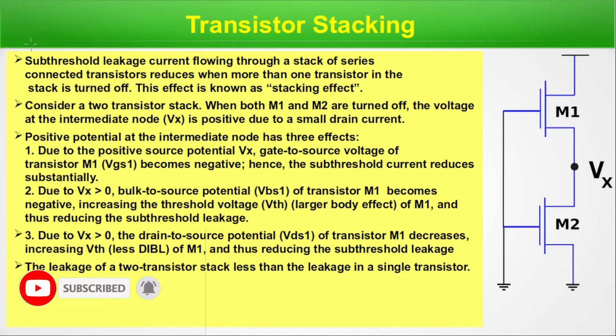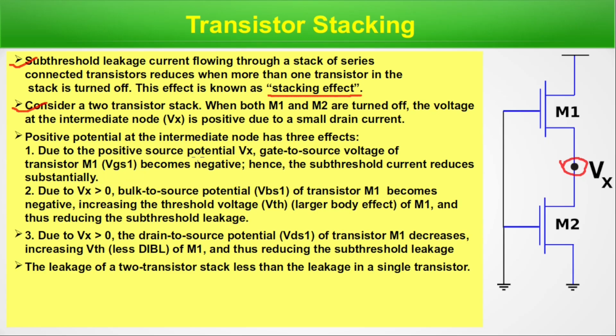Now transistor stacking, another way of optimizing power. Subthreshold leakage current flowing through a stack of series connected transistors reduces when more than one transistor in the stack is turned off. This effect is called the stacking effect, and it can reduce subthreshold leakage. Consider a two transistor stack. When both M1 and M2 are turned off, the voltage at the intermediate node Vx is positive due to small drain current. This positive potential at the intermediate node reduces the subthreshold leakage current significantly in three ways.